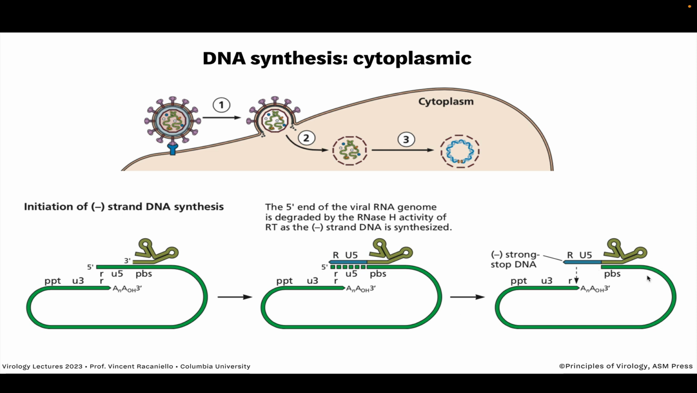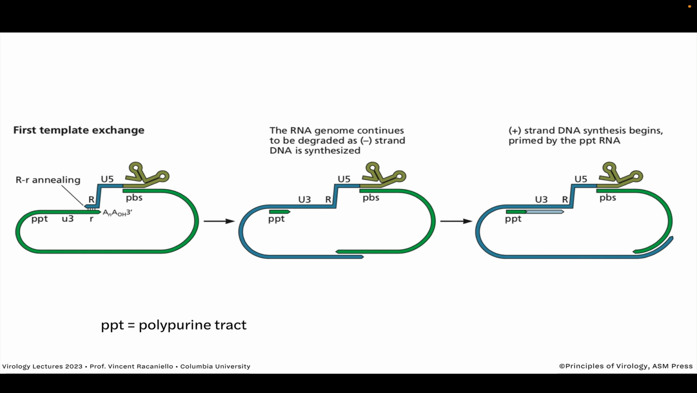And in order for the rest of the genome to be copied, that big R base pairs with the little r, and then the enzyme continues around the circle, which is shown here in the next slide. So here is what's called the first template exchange. The polymerase is going from the 5' end of the RNA. It's now switching to the 3' end. We have capital R, little r annealing. And the enzyme continues around the circle.